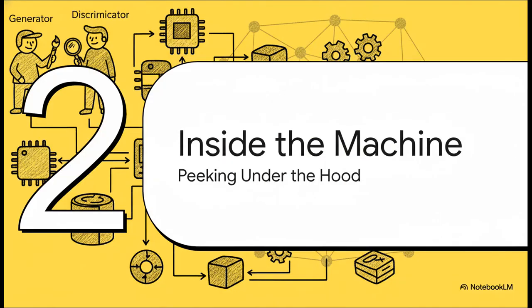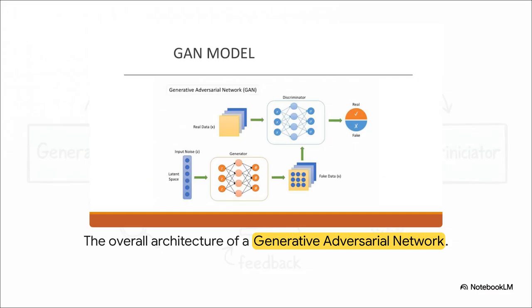Okay, so we've got our forger and our detective. But what does that actually look like inside the computer? How do they talk to each other? Let's take a look at the system's architecture. This diagram really gives us a bird's eye view of the whole setup. Let's just follow the flow for a second.